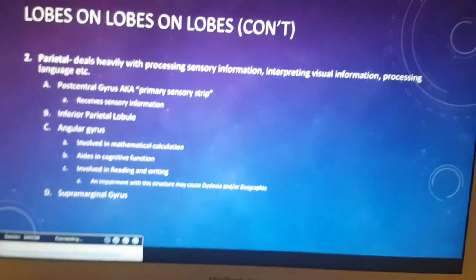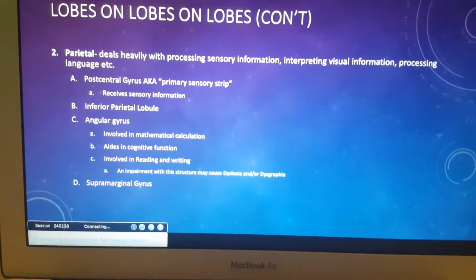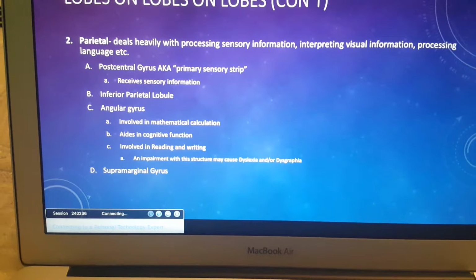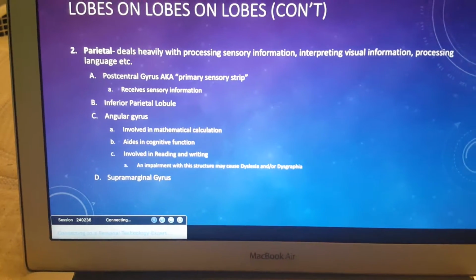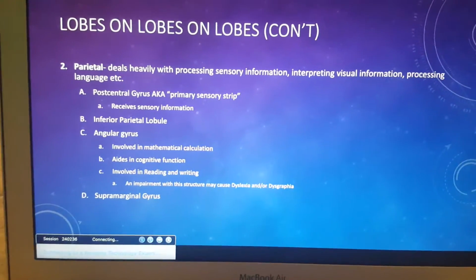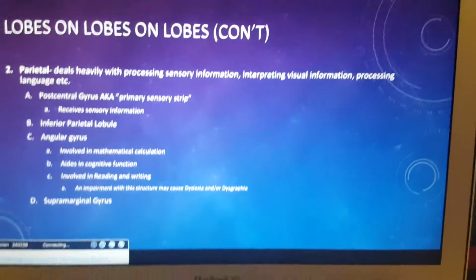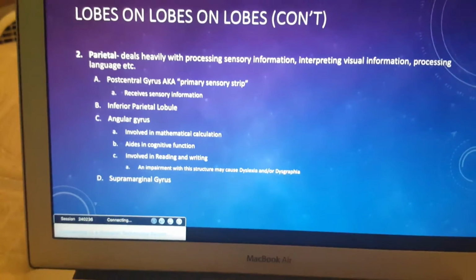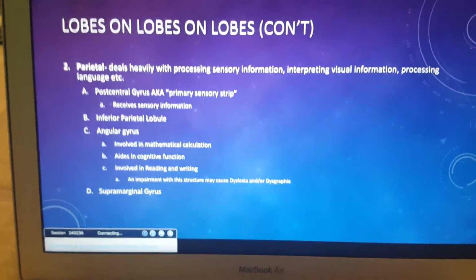Moving on, we have our parietal lobe, which deals heavily with processing information, interpreting visual information, processing language, etc. Our major structures that we're focusing on within the parietal lobe are the postcentral gyrus, also known as the primary sensory strip. And this just receives all our sensory information. So everything is going through the postcentral gyrus for all of our sensory info. So if we're touching something, if we are feeling stimulated, it's going through this structure.